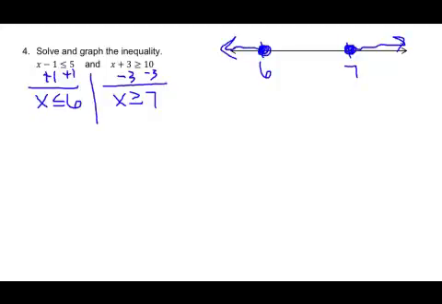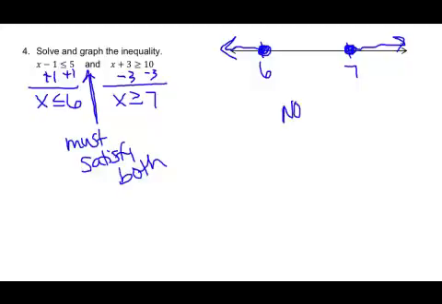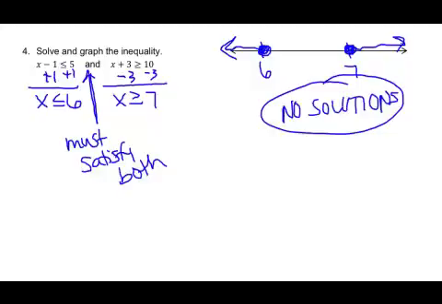Now we need to go back and look, we have an AND. So that means that our solution must satisfy both inequalities. So if we look at our solution, there are no numbers that are overlapping, or no numbers that will satisfy both inequalities. So in this case, it is actually no solutions. So it's important that we see what combination of inequalities we have and that we double check our solutions to make sure that they make sense with the situation.